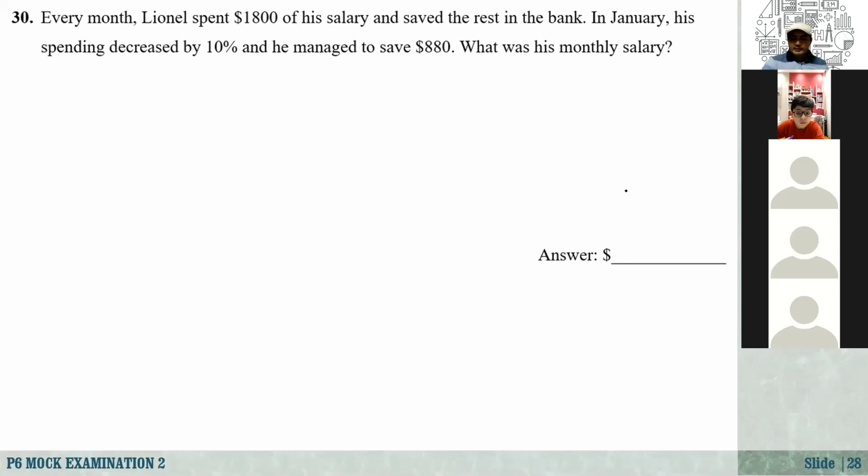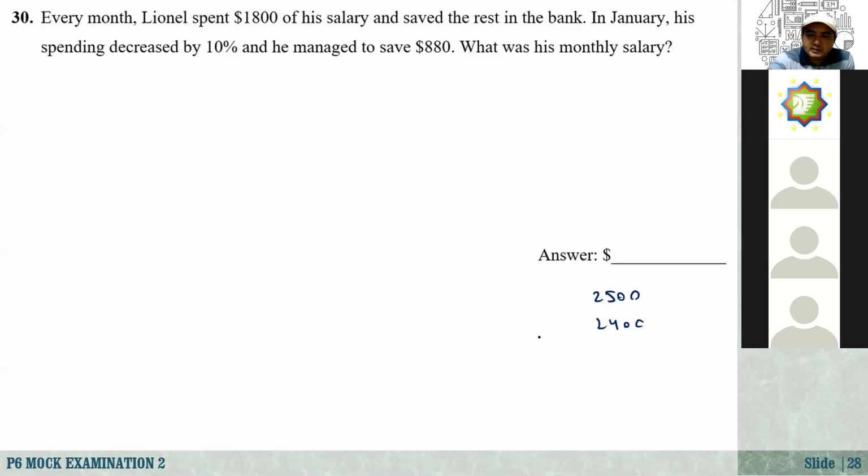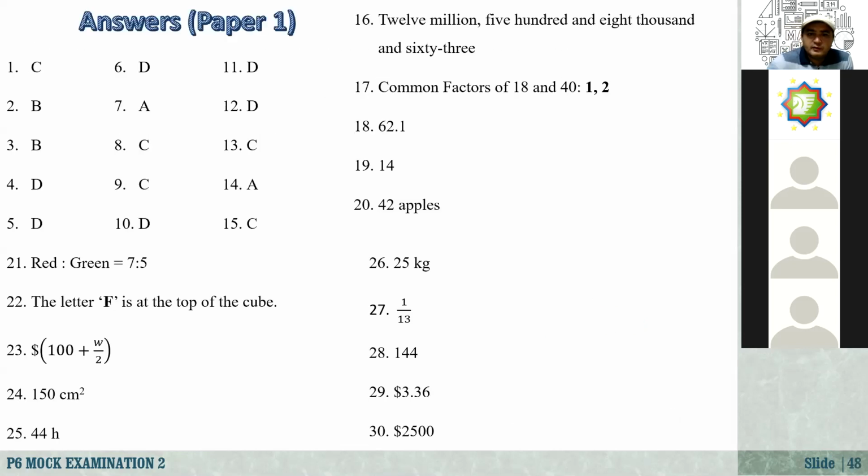What can I say? Yes. Can you write in the chat box? I cannot hear you. $2,500. 2,500. I think it's $2,400. 2,400. Any different answer? Okay, this is question 30, right? Okay. 2,500 is the correct answer.